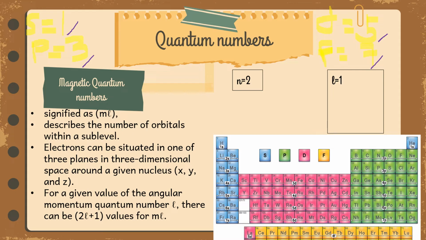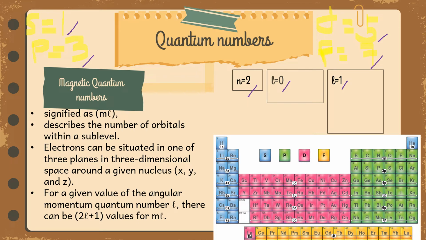The angular momentum quantum numbers are 0 and 1. Remember that the angular momentum quantum numbers go from 0 to n minus 1. So in this case, we have n = 2, so 2 minus 1 is 1, meaning from 0 to 1. While the magnetic quantum numbers are represented by the following sublevels.